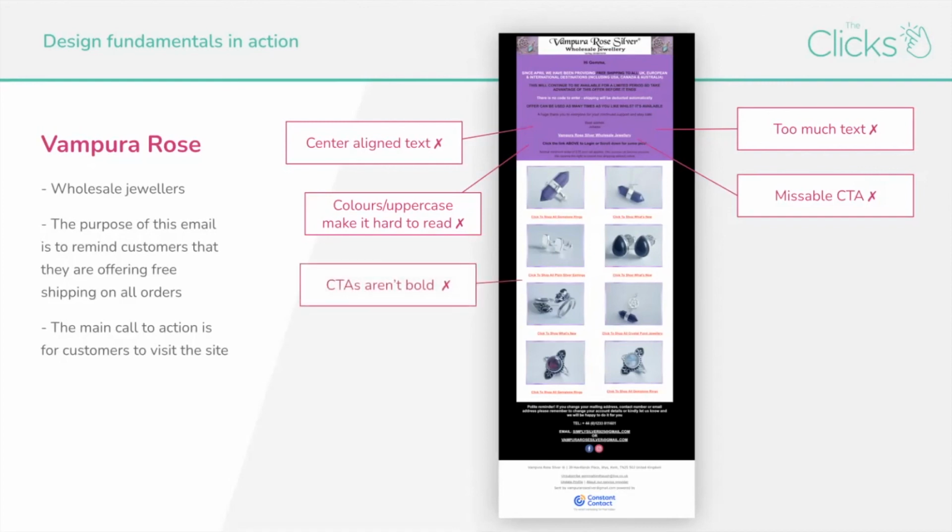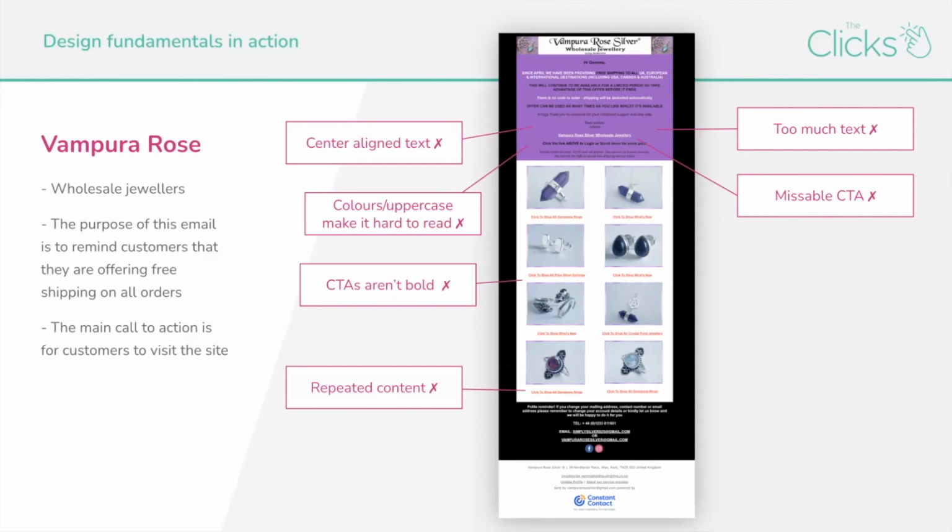So moving further down the email, the CTAs under each image aren't very bold and the red text is off-brand. These could definitely be made into easier clickable buttons. Some of this content is actually also repeated. So they've got some of the same CTA more than once, which is just unnecessarily elongating the email and possibly confusing the user.